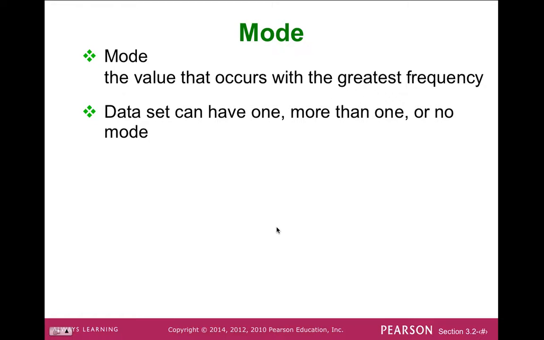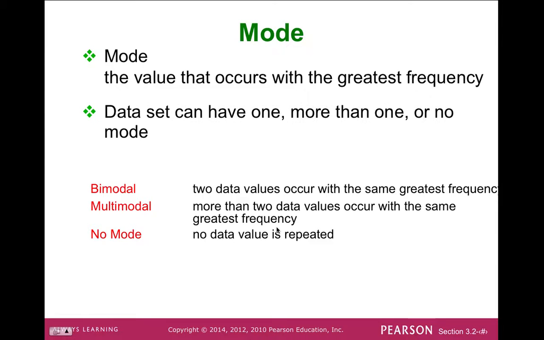Okay, so now that we've talked about means and we've talked about medians, let's talk about a mode. Mode is another measure of center, and by definition, a mode is the value that occurs with the greatest frequency in our data set. The data can have one mode, it could have more than one mode, or it could have no modes. And these are some definitions that go along with that.